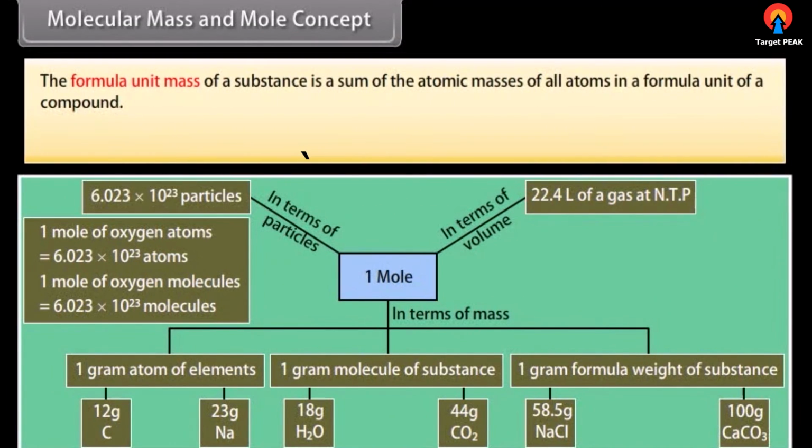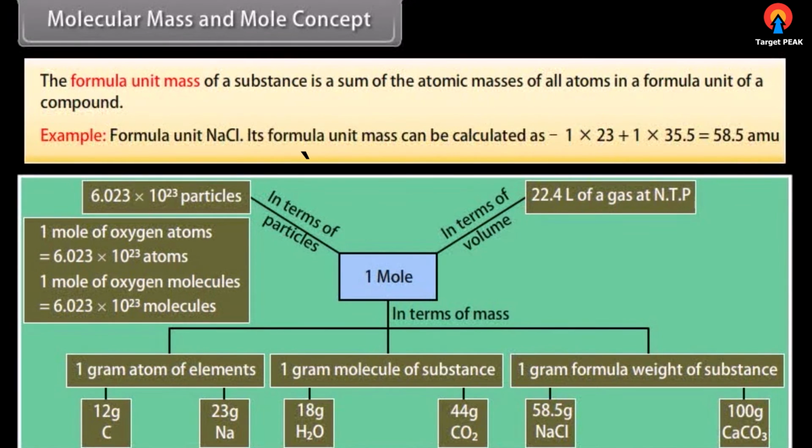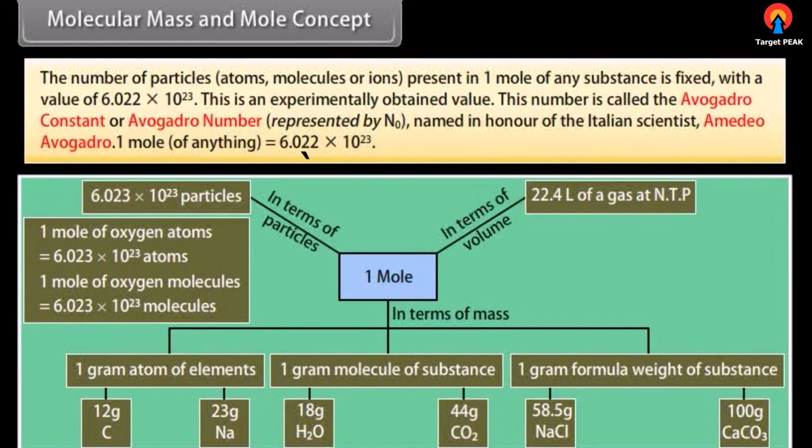The formula unit mass of a substance is the sum of the atomic masses of all atoms in a formula unit of a compound. Example: formula unit NaCl. Its formula unit mass can be calculated as 1 times 23 plus 1 times 35.5, which equals 58.5 units.